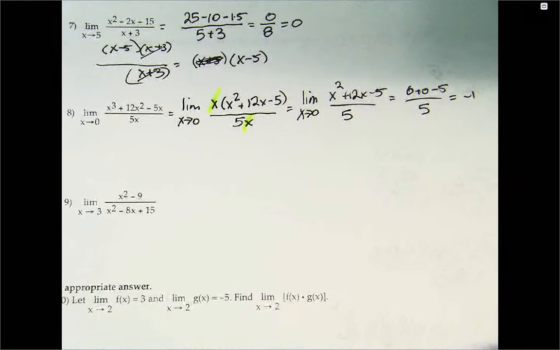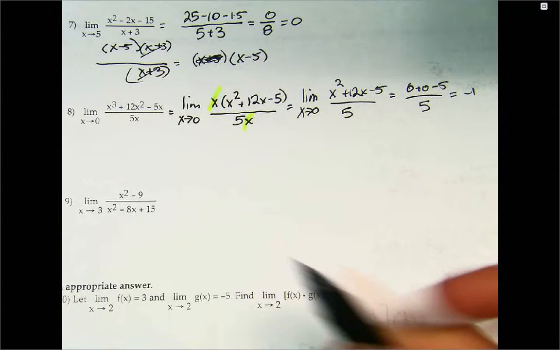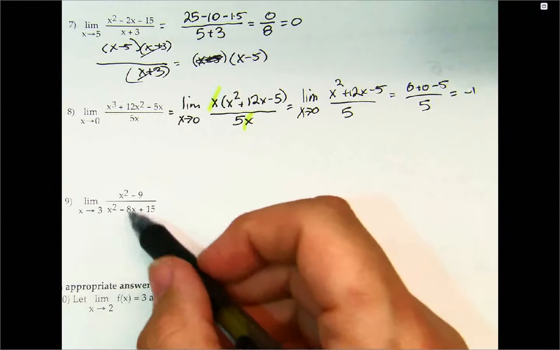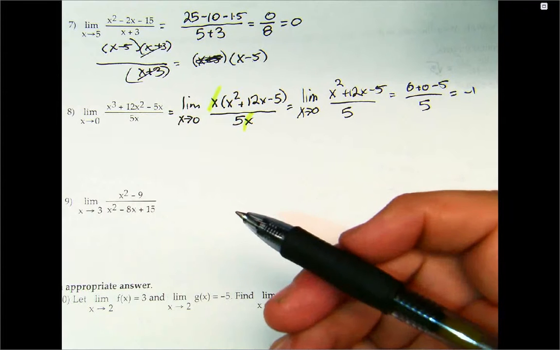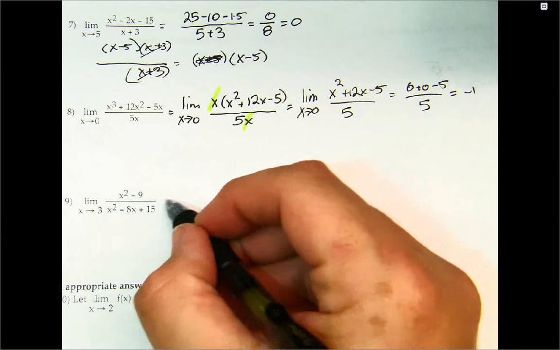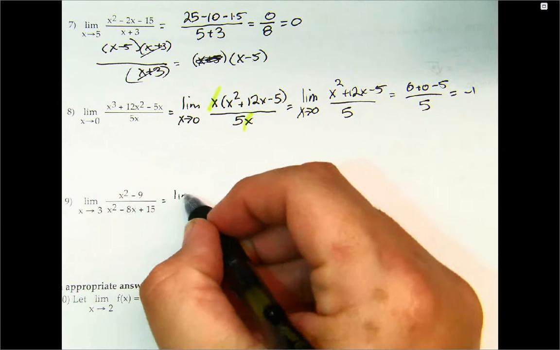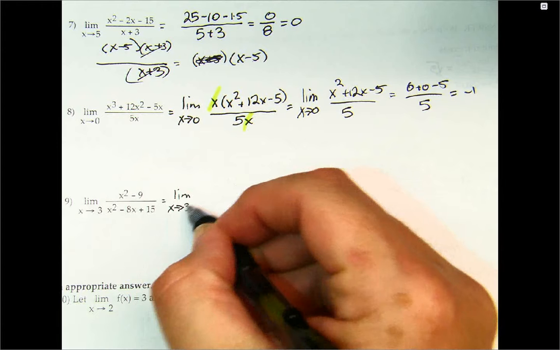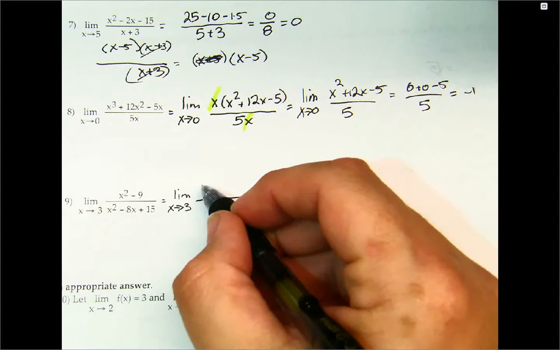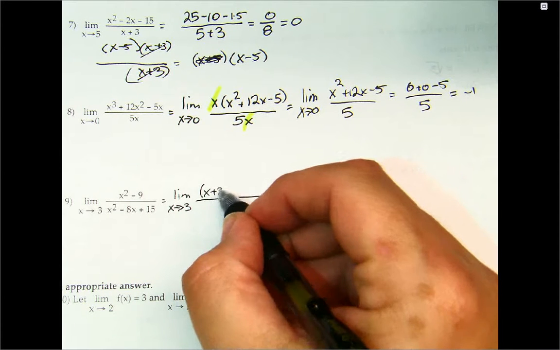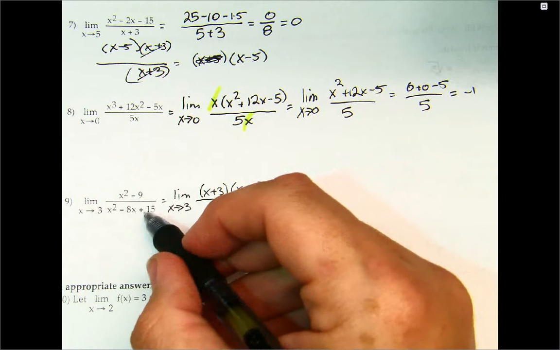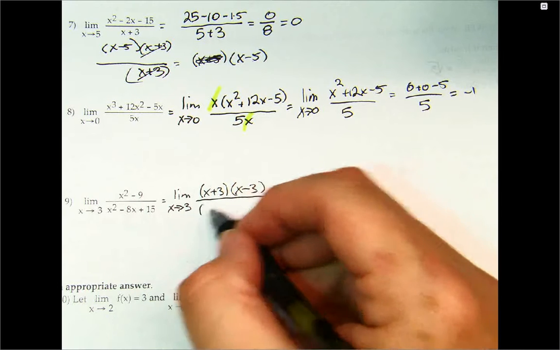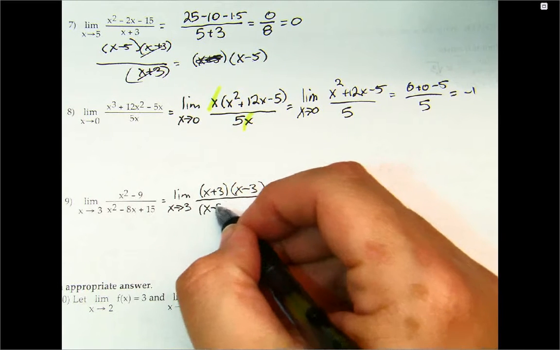Now for number 9, we're going to kind of do the same thing. We're going to factor out whatever we can factor out just to make our lives easier. So this would be the limit as x approaches 3 of x plus 3, x minus 3. Now we have 15. We're going to get x minus 5, x minus 3.